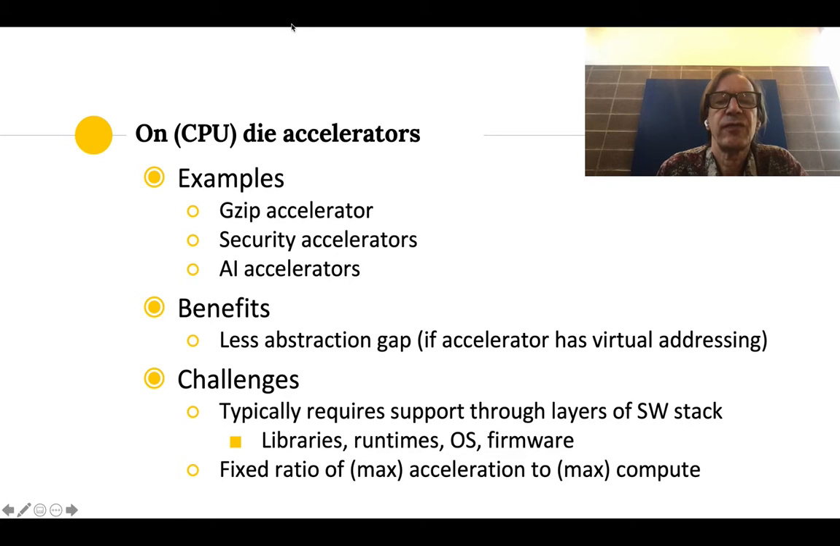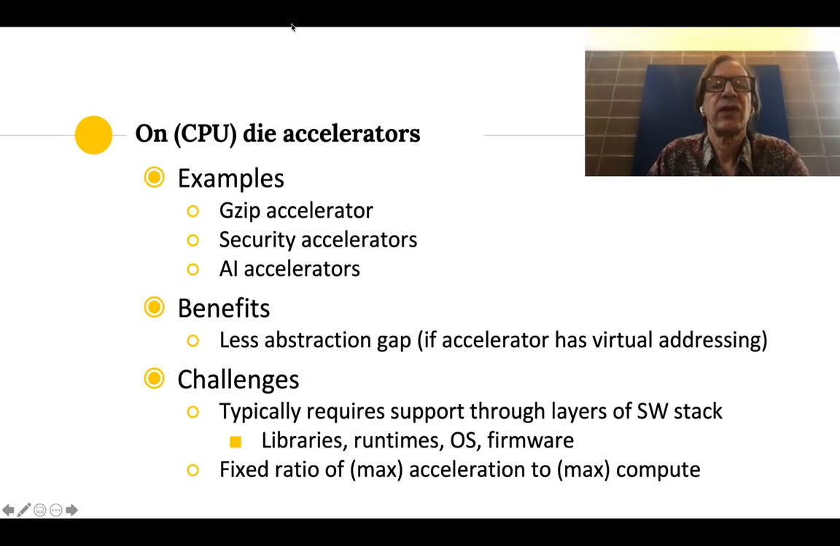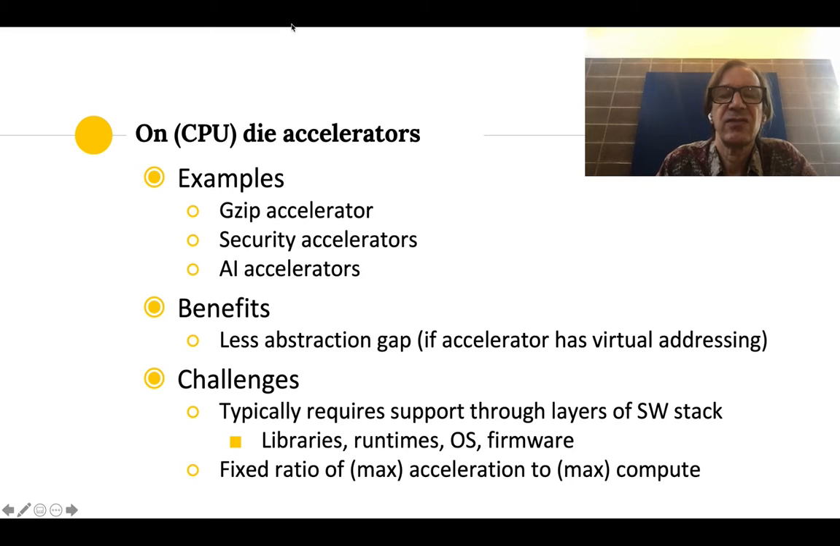The benefit of doing the acceleration on die is that there is less of an abstraction gap. But I should point out that the physical location of the accelerator here is actually less important than whether the accelerator shares in the addressing of the rest of the CPU, in particular, if it has an MMU associated with it. My experience is that an accelerator, even if it's on die, if it doesn't have an associated MMU, it basically ends up being an OS-only accelerator.